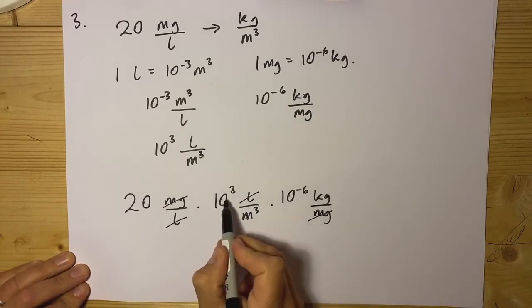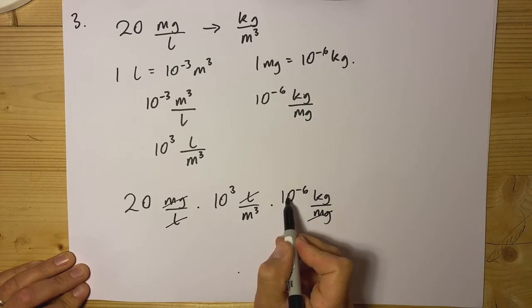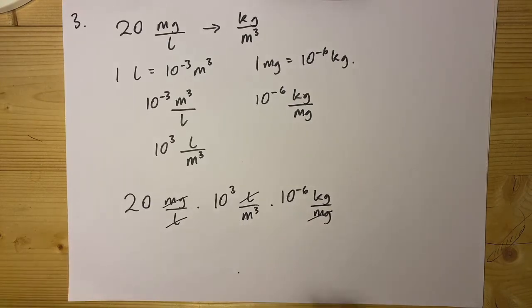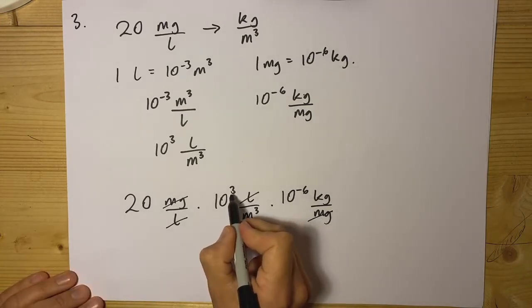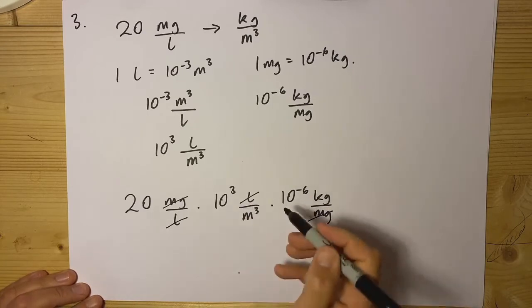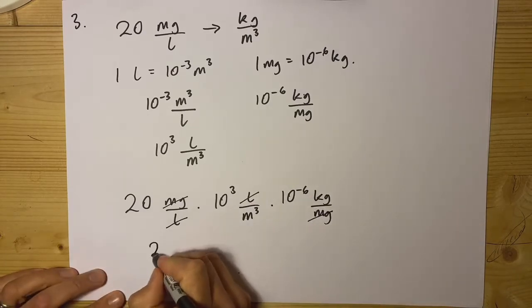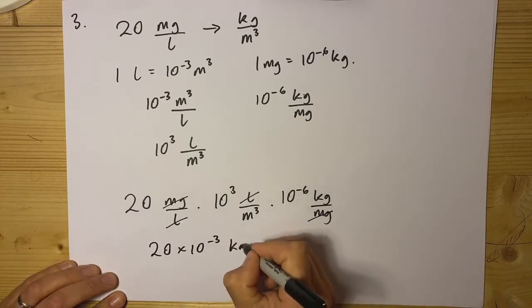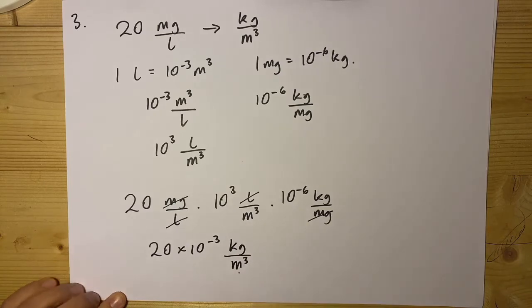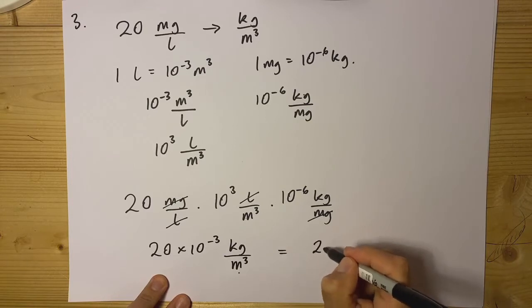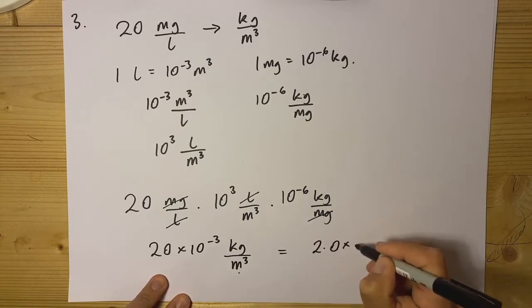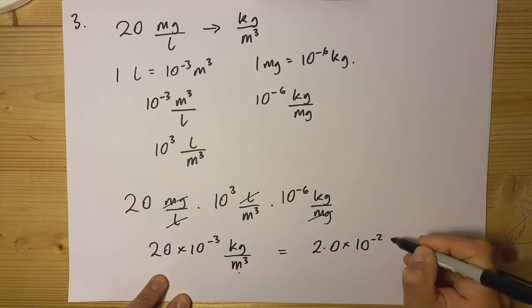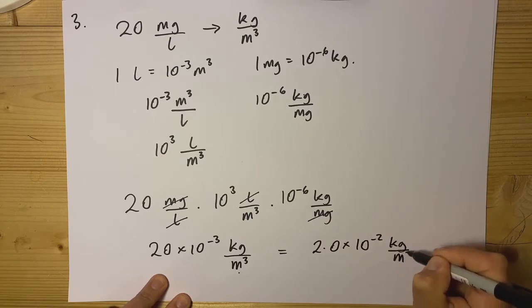So let's just do here 10 cubed times 10 to the minus 6. If we apply our rules for multiplying powers, that's going to be 3 plus minus 6, which is the same as 3 minus 6. So that's 10 to the minus 3. So we've got 20 times 10 to the minus 3 kilograms per meter cubed. And then we can convert this to scientific notation. So that's going to be 2.0 times 10 to the minus 2 kilograms per meter cubed.